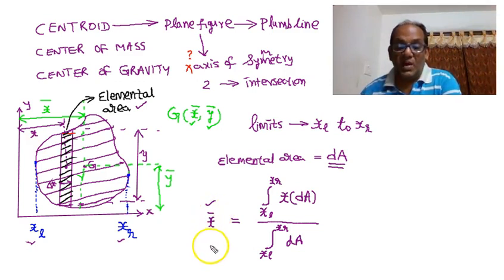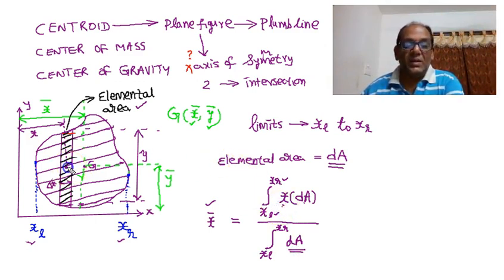We read it as x bar equals the integral between the limits xl and xr of x times dA, divided by the integral of dA within the same limits. Once again, let us look at the terms. This x is the center of the elemental area, dA is the elemental area, xl is the leftmost point on the boundary of the object, xr is the rightmost point on the boundary of the object.